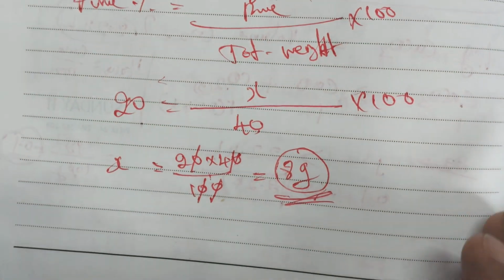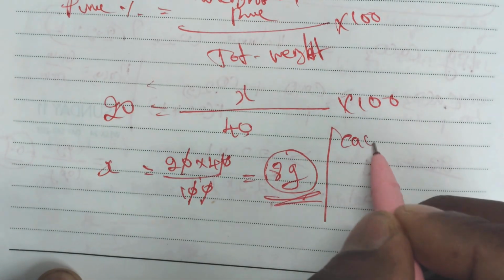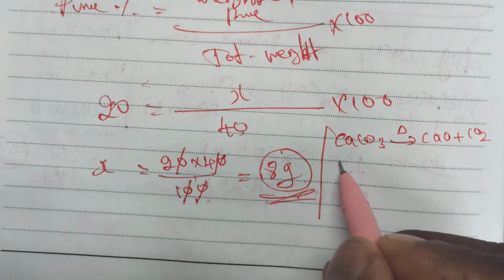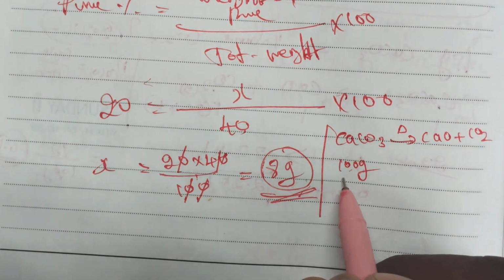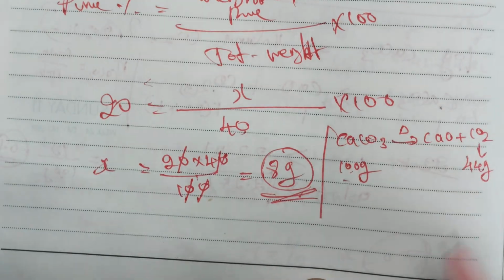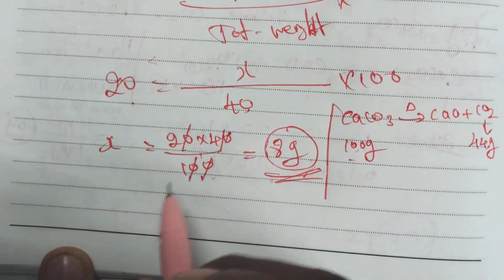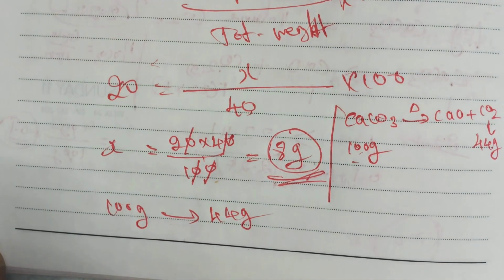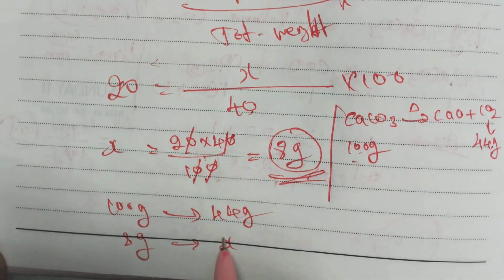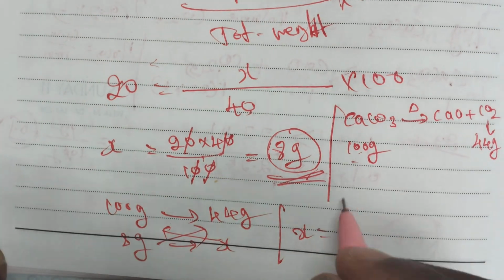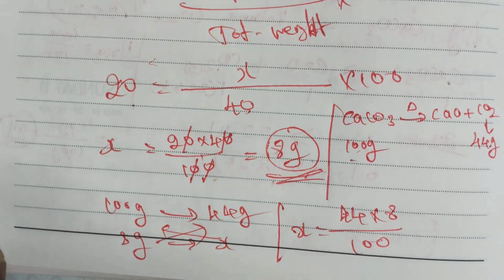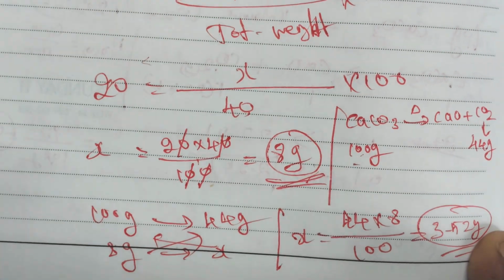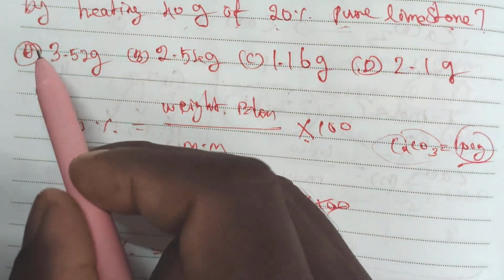In this concept, calcium carbonate undergoes a decomposition reaction to give calcium oxide plus carbon dioxide. The calcium carbonate is 100 gram, and this 100 gram of calcium carbonate gives 44 gram of carbon dioxide. So the stoichiometric equation represents 100 gram giving 44 gram of carbon dioxide. In the case of 8 gram, how much is produced? So x is equal to 44 into 8 divided by 100. We get the answer 3.52 gram. Among the options presented, the first option is correct.